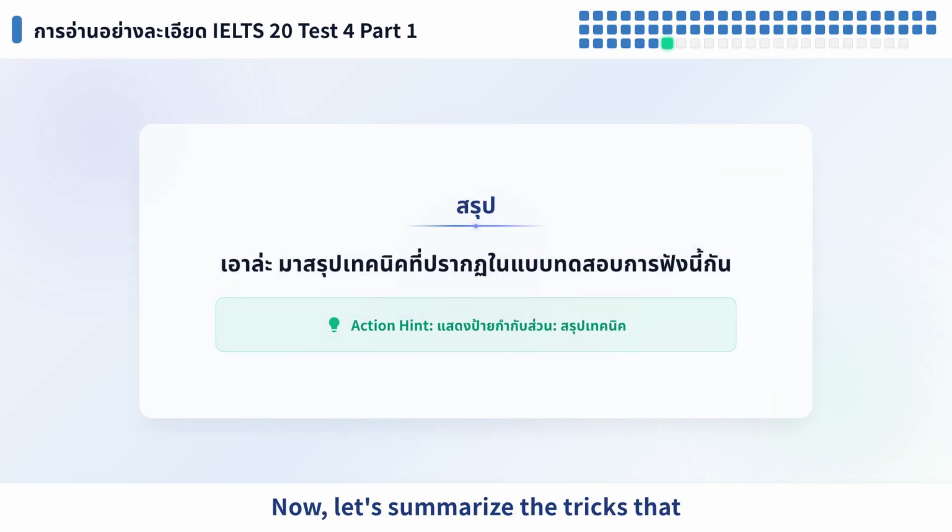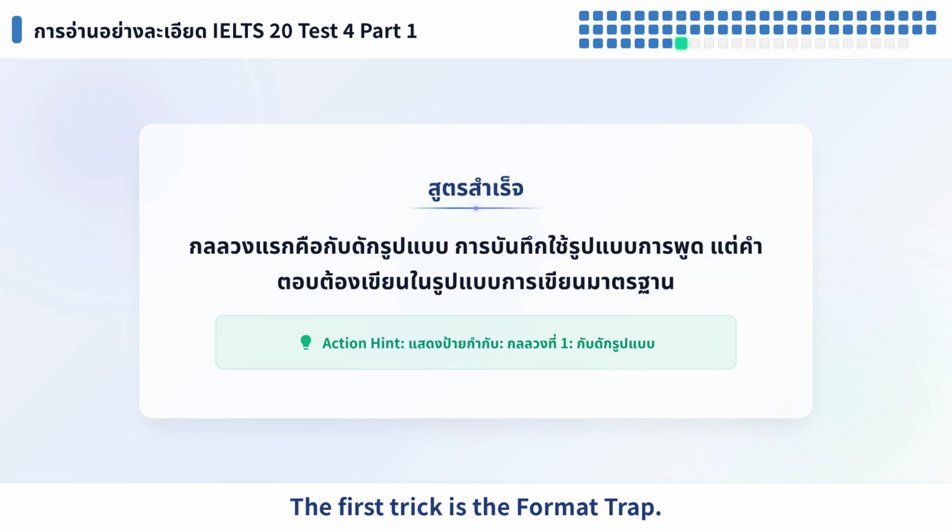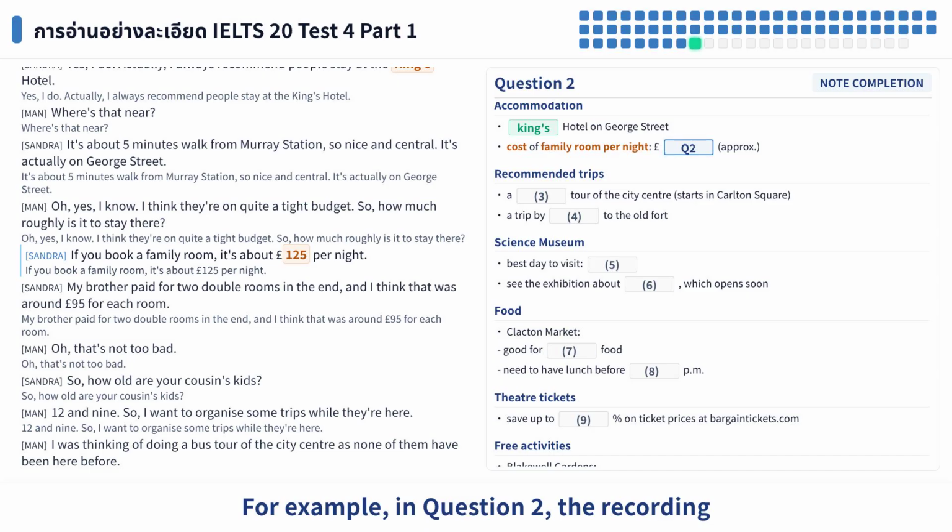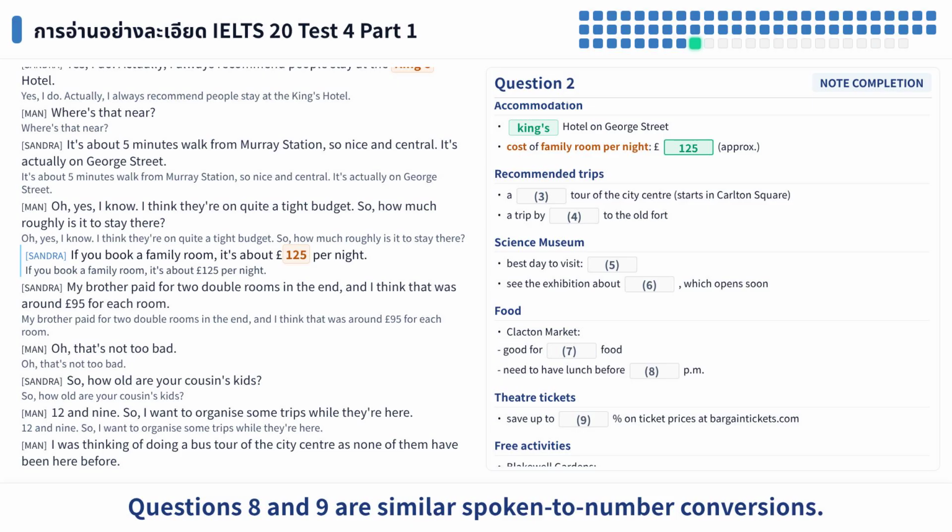Now, let's summarize the tricks that appeared in this listening test. The first trick is the format trap. The recording uses spoken forms, but the answer must be written in a standard written format. For example, in question 2, the recording says 125, but the answer is 125. Questions 8 and 9 are similar spoken to number conversions.